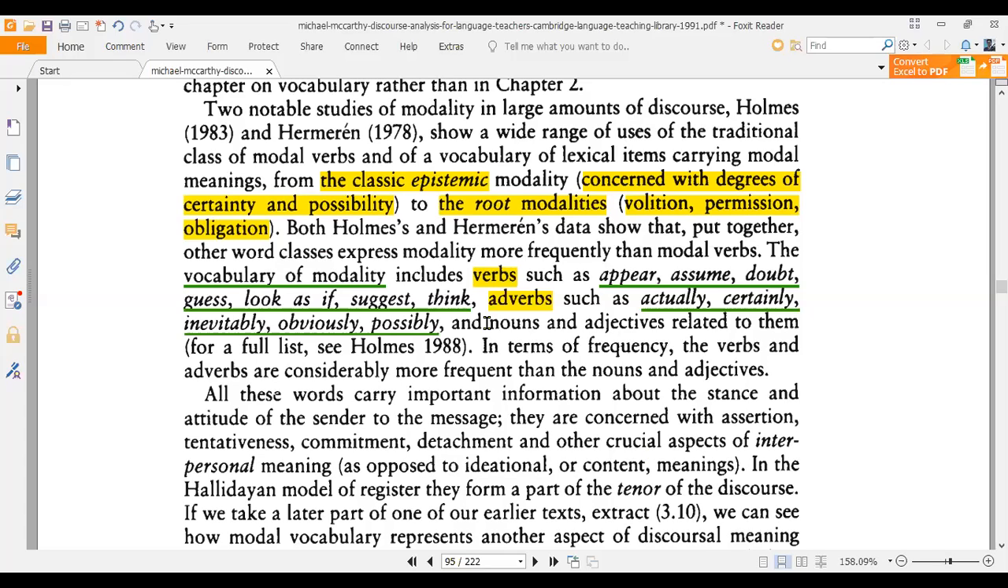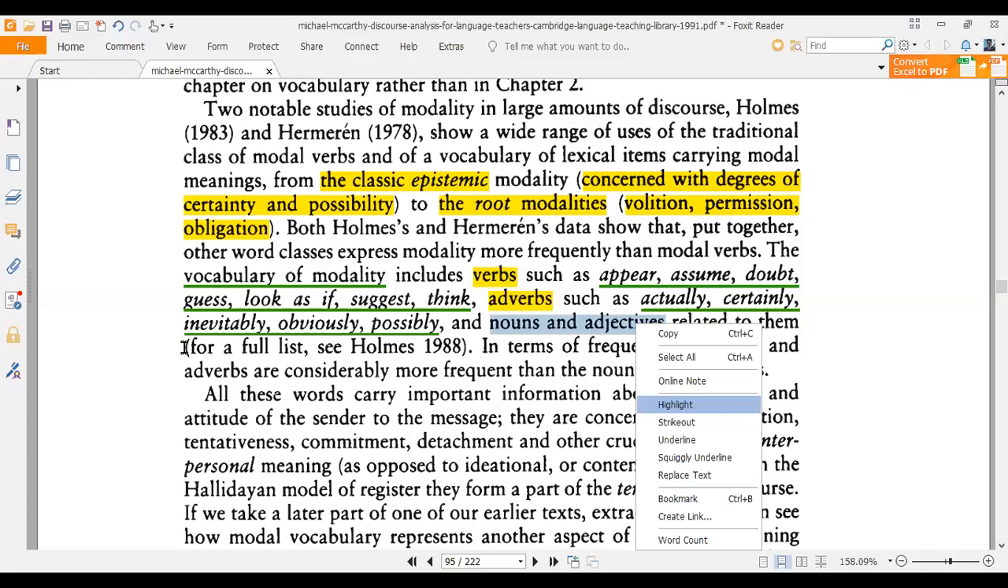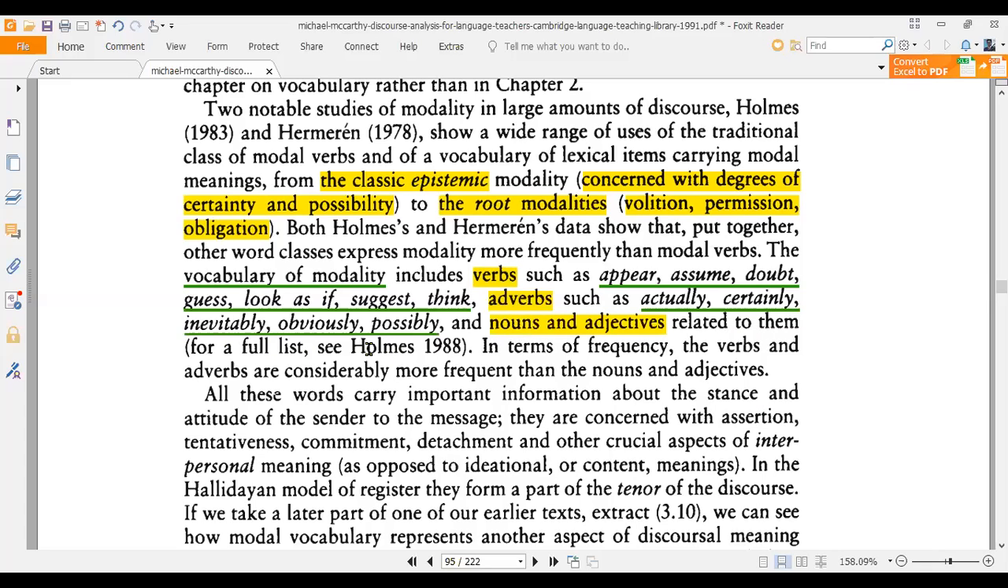And we have nouns and adjectives related to them; for the full list, see Holmes, 1988. For the nouns and adjectives, for example, possibly gives possible, and possibility, the adjective form and noun form. In terms of frequency, the verbs and adverbs are considerably more frequent than the nouns and adjectives. Here are some examples of verbs and adverbs which have modal meaning.